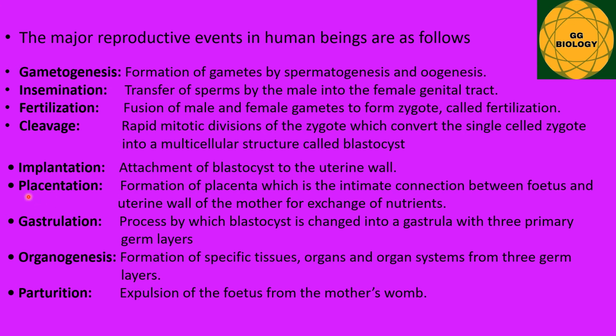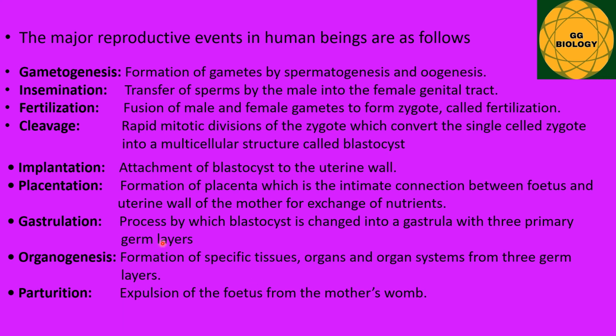And next is placentation. Formation of the placenta, which is the intimate connection between the fetus and the uterine wall of the mother for exchanging the nutrients. So this is very important regarding the organisms, particularly vertebrates. And gastrulation is a process by which the blastocyst is changed into the gastrula, where 3 primary germ layers are formed. Conversion of the blastula into gastrula is also known as gastrulation.